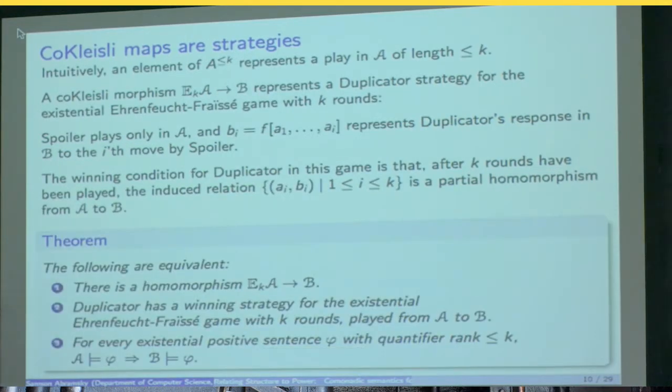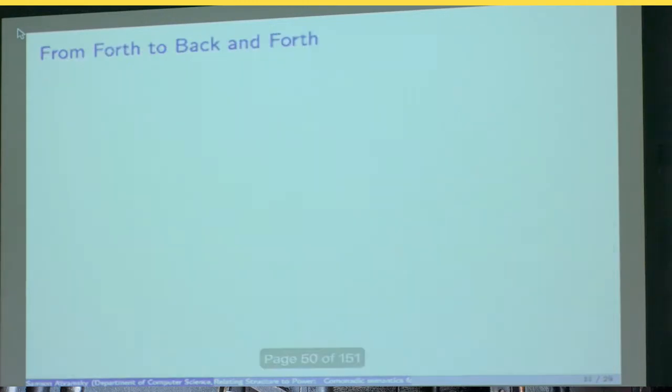So a first sort of check that we're doing the right thing. It's equivalent to have a homomorphism of this kind to duplicator having a winning strategy for the existential version of this Ehrenfeucht-Fraïssé game, and also to the preservation of existential positive sentences. Existential positive sentences are obviously less expressive than the full first-order logic, but they're actually very widely used. For example, conjunctive queries in databases and in constraint satisfaction.